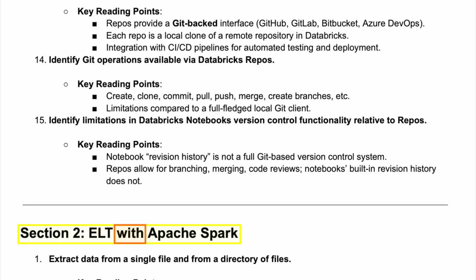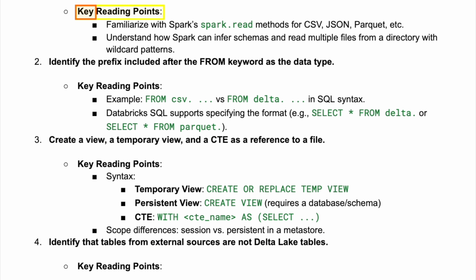Section 2. ELT with Apache Spark. 1. Extract data from a single file and from a directory of files. Key reading points: familiarize yourself with Spark.read methods for CSV, JSON, Parquet, etc. Understand how Spark can infer schemas and read multiple files from a directory with wildcard patterns.